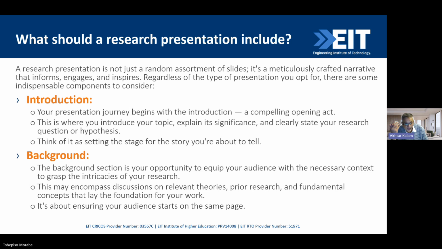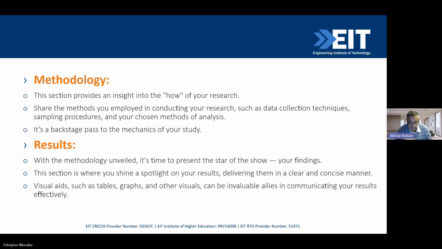Then you get research results. The research results is where you have your findings. This is where you put the spotlight on your results. It has to be clear and concise. In engineering in particular, we use a lot of tables, graphs, figures, etc. All these visuals have to communicate the results effectively. It's not enough to say figure 2.1 is the result that I've got. What does that result signify? What does figure 2.1 say?